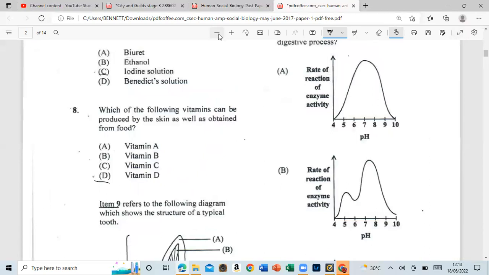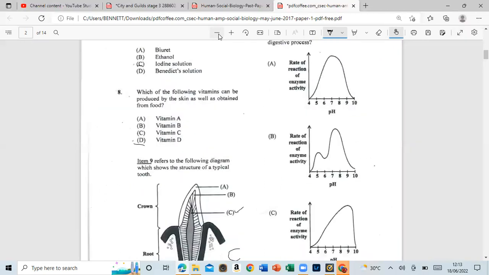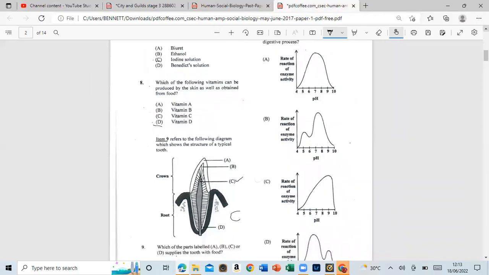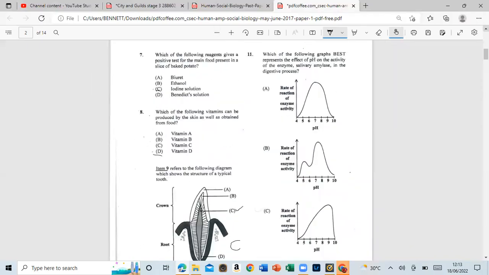I'm gonna small up this. This one looks like I need to see everything one time. One more time. All right, here we go. Which of the following graphs best represents the effect of pH on the activity of the enzyme salivary amylase in the digestive process? Is it A, B, C, or D?